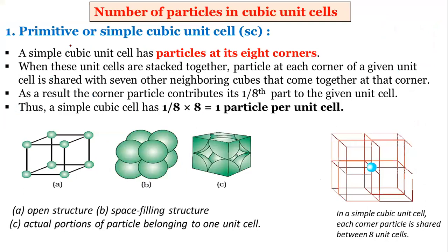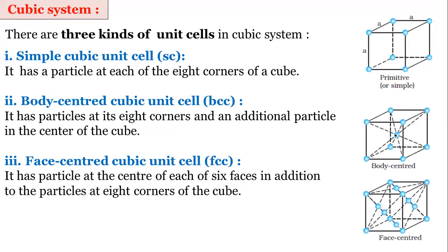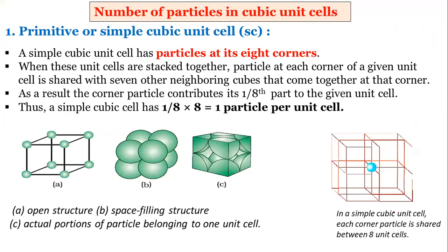Now today we will discuss the number of particles present in cubic unit cells. Already we discussed there are 3 types of cubic unit cells. First one is primitive. In the previous slide, it is shown there are 3 types of unit cells: primitive, body centered, and face centered cubic unit cell. Now what we have to do is find the number of particles in the cubic unit cell.